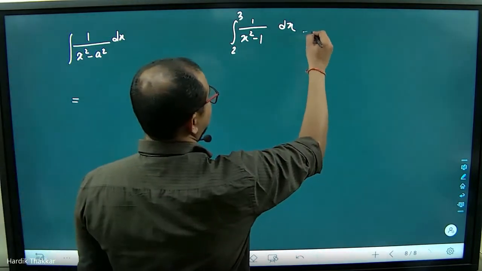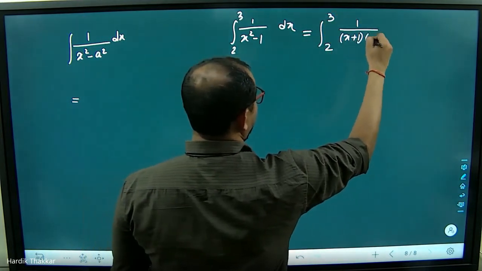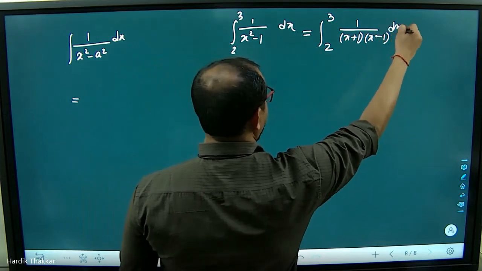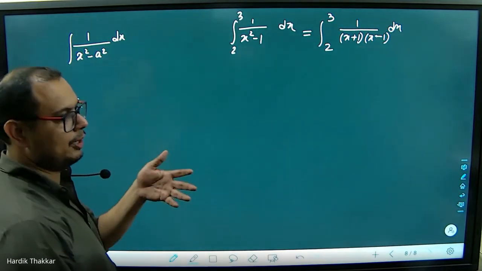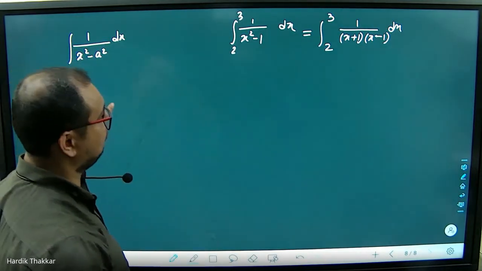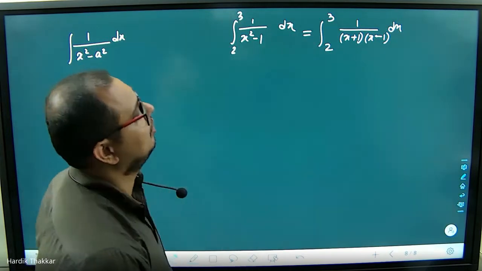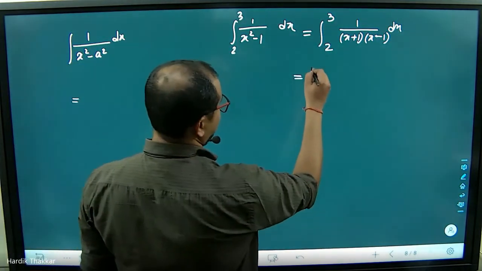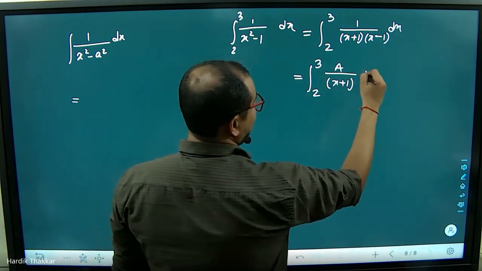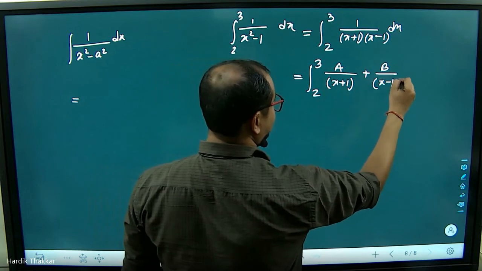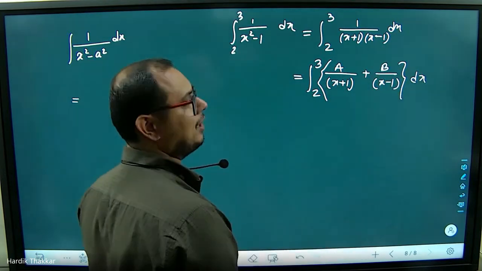Look here, we can solve this in this way also. Integration 2 to 3, we can write 1 upon x plus 1 into x minus 1 dx. Correct? Actually a formula is there for this integral, but I don't know whether it is given in your book or not, but in core mathematics a formula is there. Another way to integrate this type of function is this. Further we can apply partial fraction here, so we can write integration 2 to 3 a upon x plus 1 plus b upon x minus 1. This is called partial fraction. With partial fraction we find the values of a and b and put them, then further we can integrate.